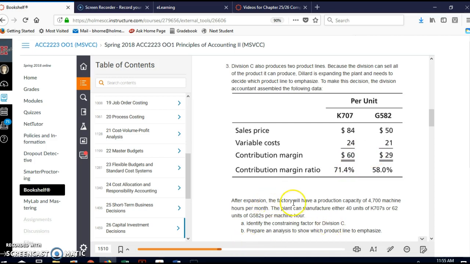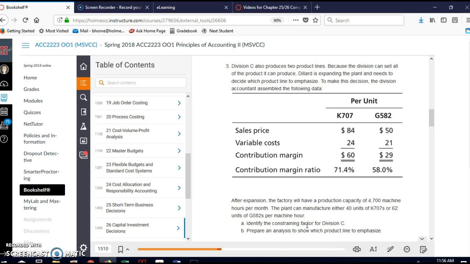And it says that the factory has a capacity of 4,700 machine hours per month. That means that's the most they can produce per month. That's as fast as their machines go. So it wants us to identify the constraining factor. If you look on page 1421, constraints are factors that restrict the production or sale of a product.